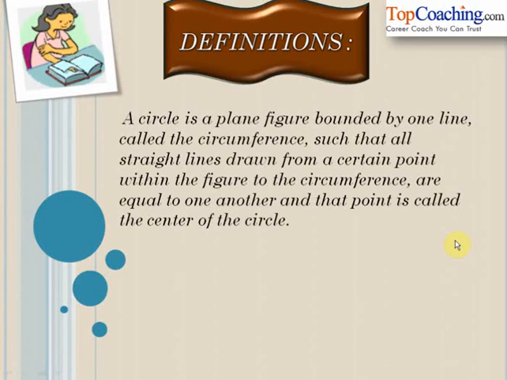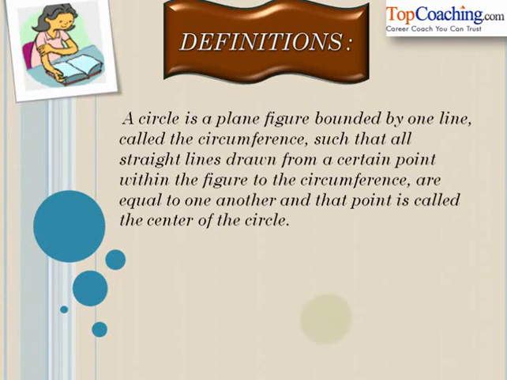Now what is a circle? A circle is a plane figure bounded by one line called the circumference, such that all the straight lines drawn from a certain point within the figure to the circumference are equal to one another, and that point is called the center of the circle.